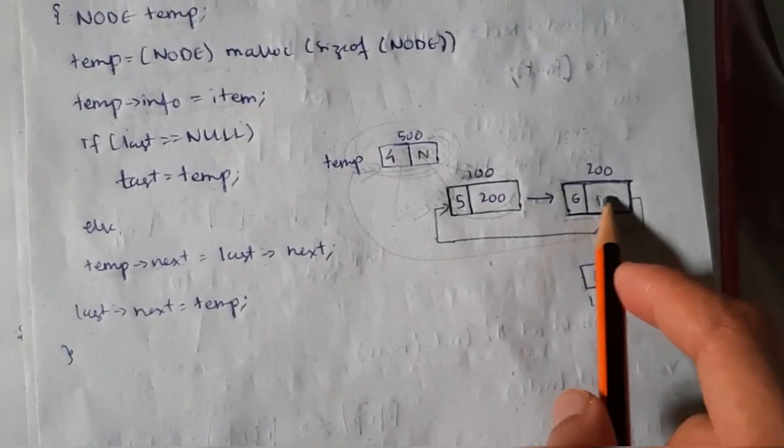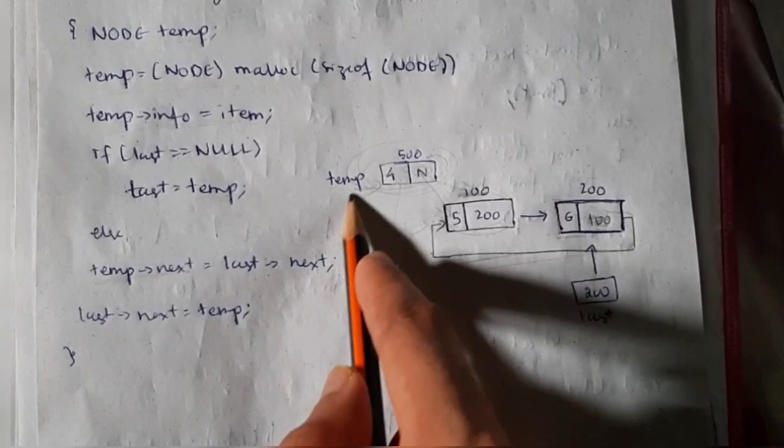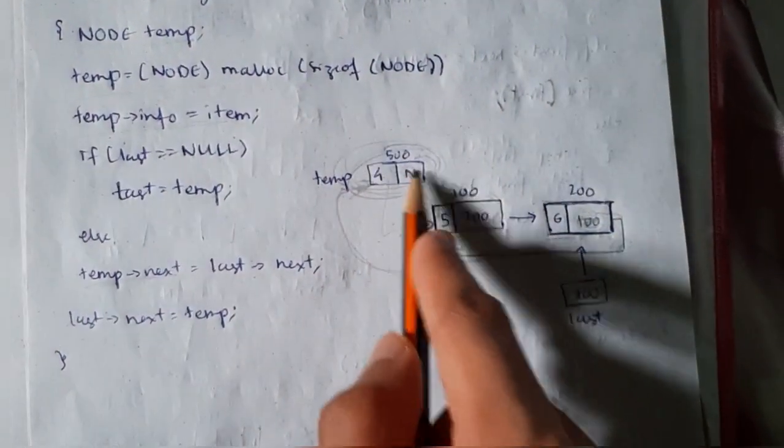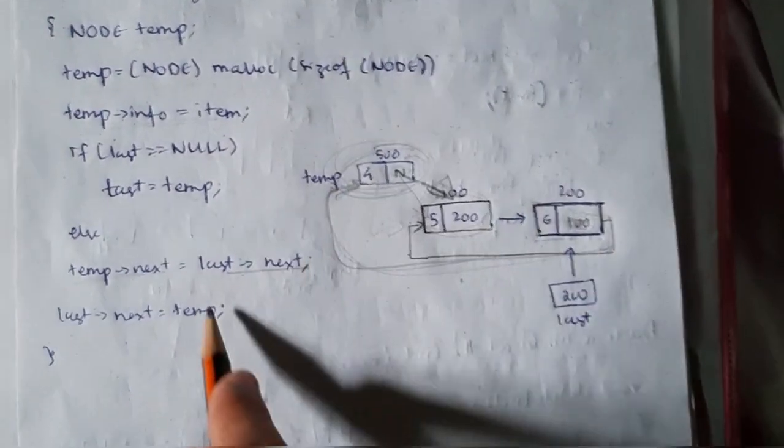What is last arrow next? This one should have the value of temp, because it's the last node, it should point to the first node here. This is the first node here, right? This connection has been made by this statement, and this connection will be made by this statement.